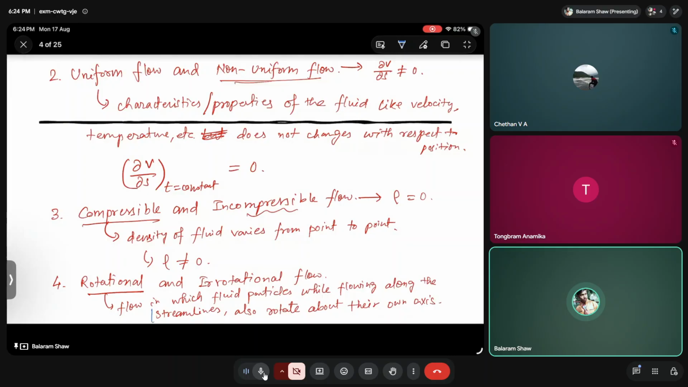Just to note, here we have talked about one term called streamlines. What are streamlines? Streamlines are the lines that are tangent to the velocity field. So let's say if a fluid flow is happening, then if we join the tangent lines to the velocity field, we get the streamlines. Okay, so we'll move to the next type. We are done with rotation.